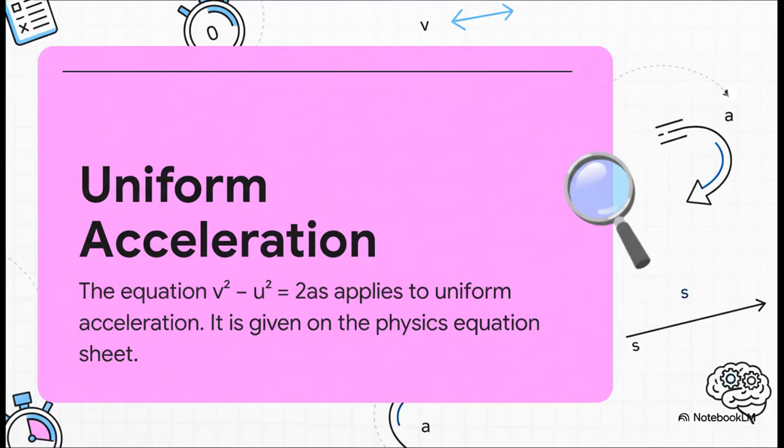So, what happens if a question gives you velocities, acceleration, and distance, but doesn't say anything about time? Well, that's when you pull out this beauty. It's the equation that links all those things together. And here's the best part. You do not have to memorize it. This equation is given to you on the official physics equation sheet in the exam. Your job is just to recognize when to use it and how to plug the numbers in correctly.